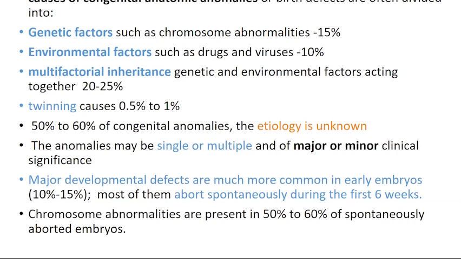Major developmental defects are much more common in early embryos, which results in 10 to 15%, and mostly, as I said, they abort spontaneously during the first 6 weeks, for an unknown cause. So it is said that they are major defects, and it was nature's way of expelling the abnormalities. And chromosomal abnormalities are present in about 50 to 60% of the spontaneously aborted embryos.